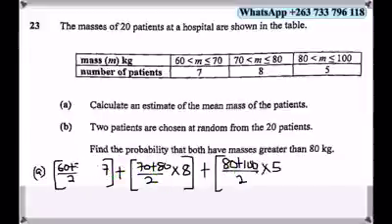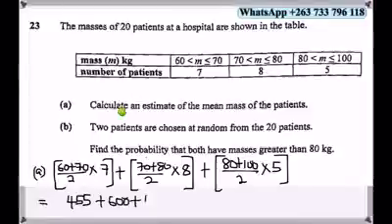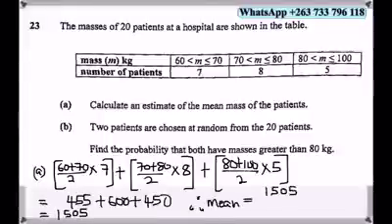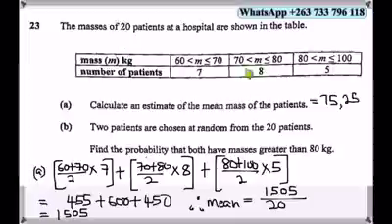So this will give us 455 plus here 600, here 90 times 5 is 450. Then if we add, this is 1505, then we divide by the total frequency to find the mean. So it's 1505 divided by 20, so this will give me 75.25. So this will be the estimate mean of the patients.